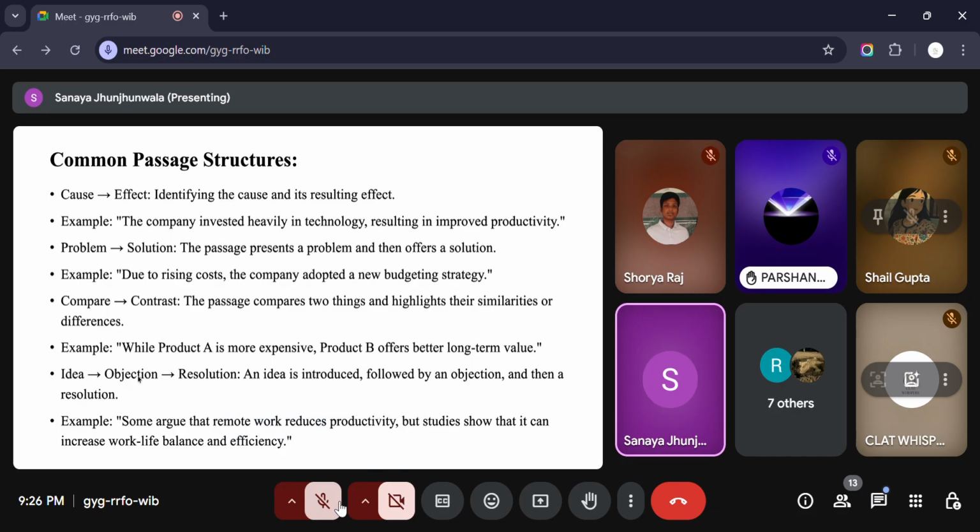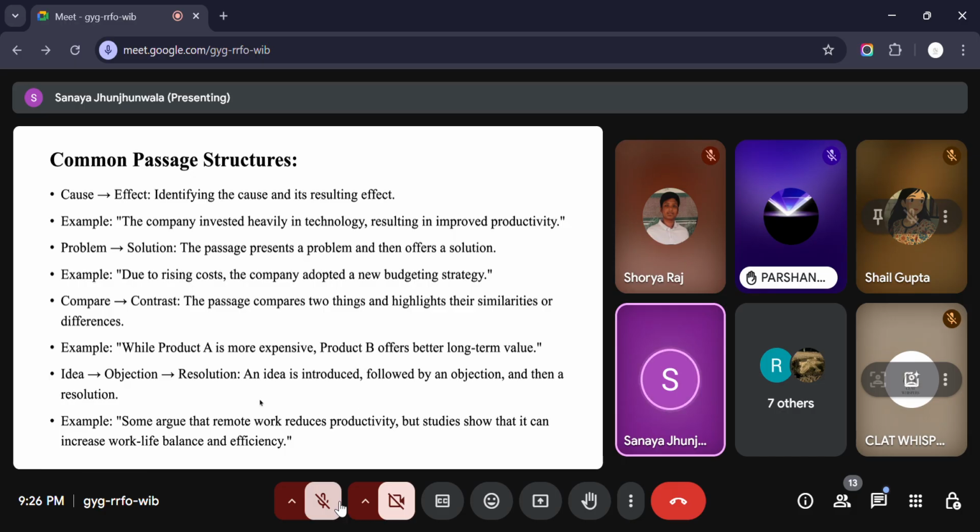So the sentence over here is, some argue that remote work reduces productivity, but studies show that it can increase work life balance and efficiency. तो इसमें देख लो आइडिया इज कि रिमोट वर्क रिड्यूसेस प्रोडक्टिविटी.